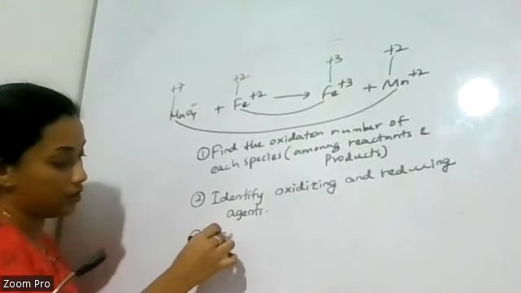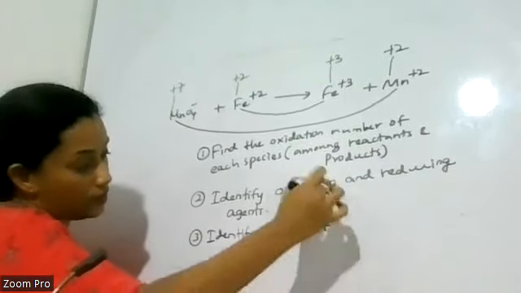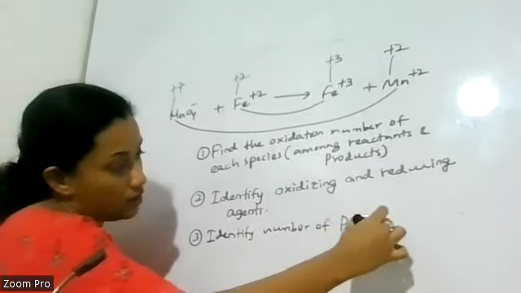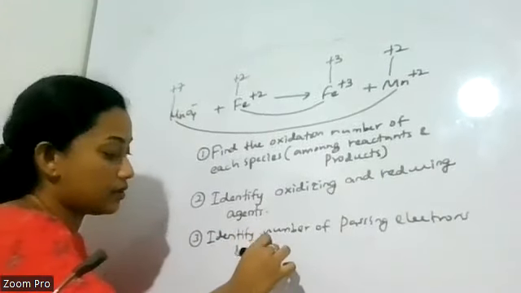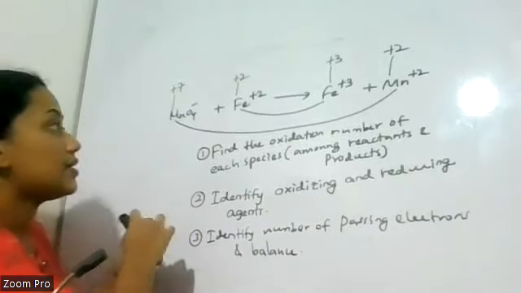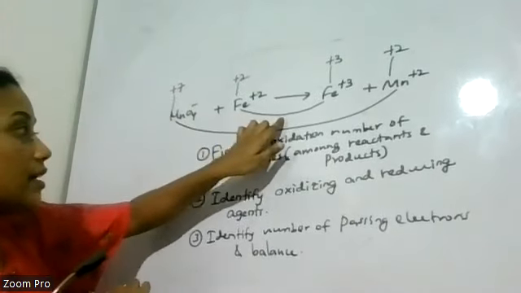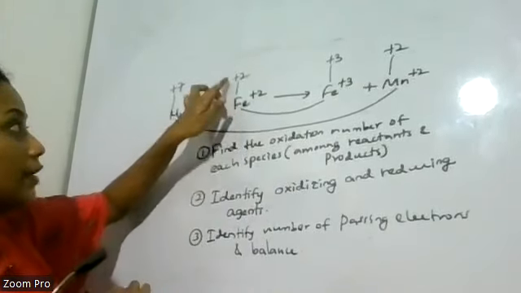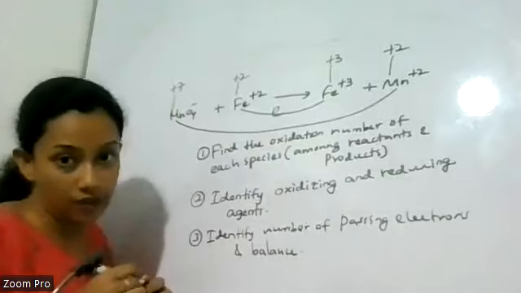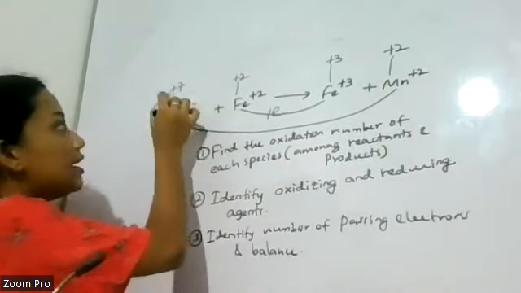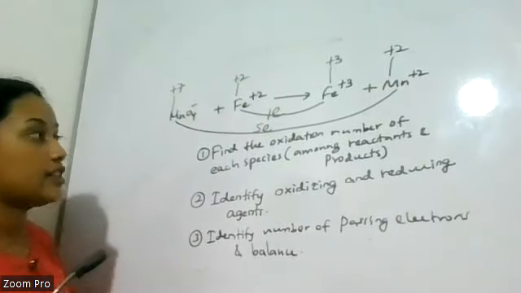Then identify the number of passing electrons and balance. On this line, we write the number of passing electrons. Normally plus 2 to plus 3 means only one electron, therefore we write one electron. Here 7 to 2 means 5 electrons, we write it in this manner.